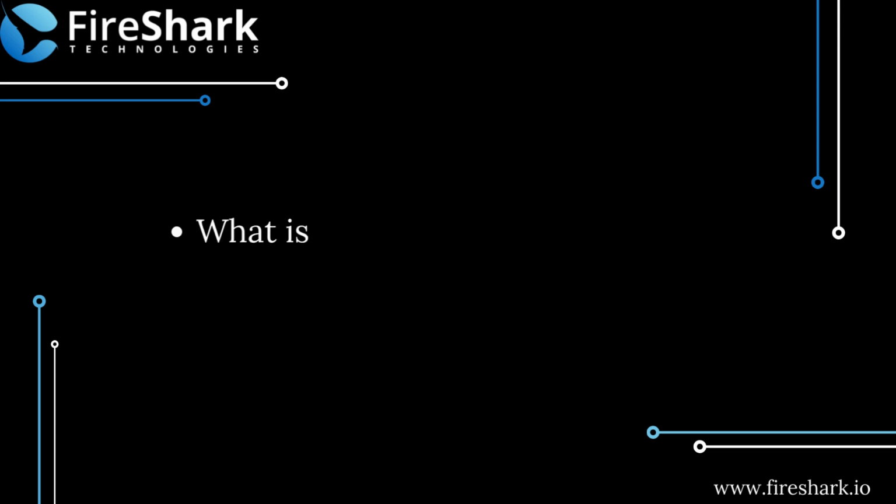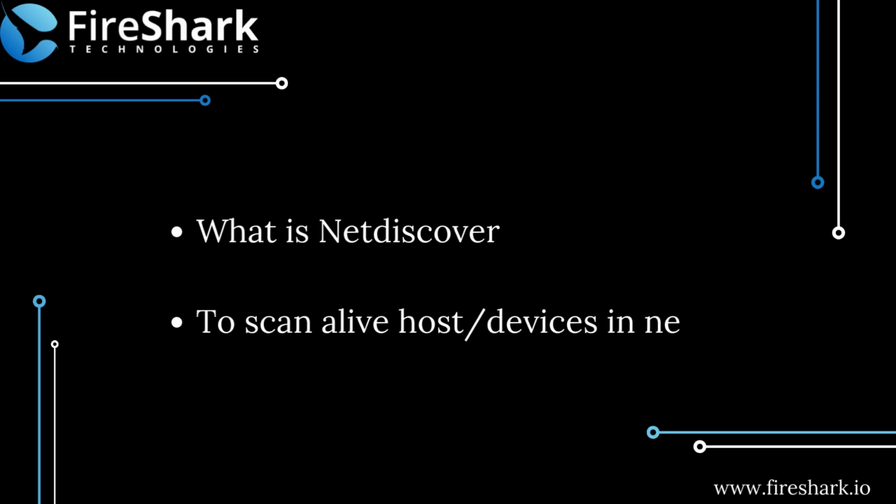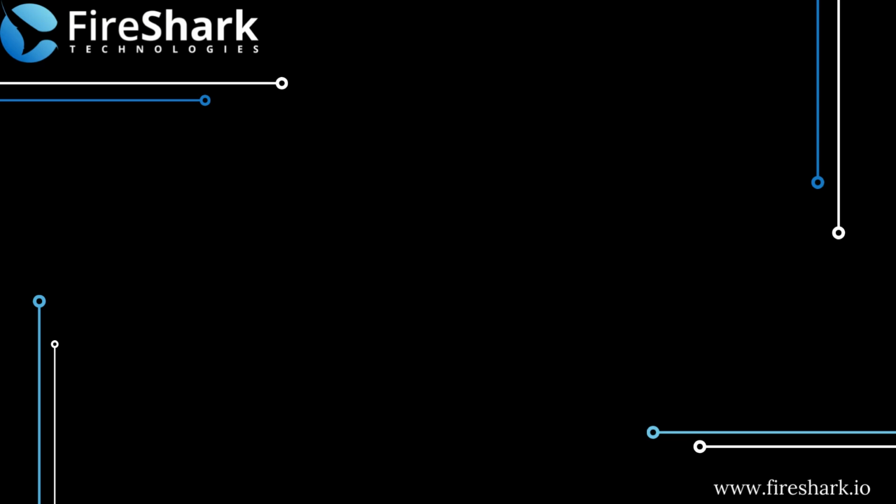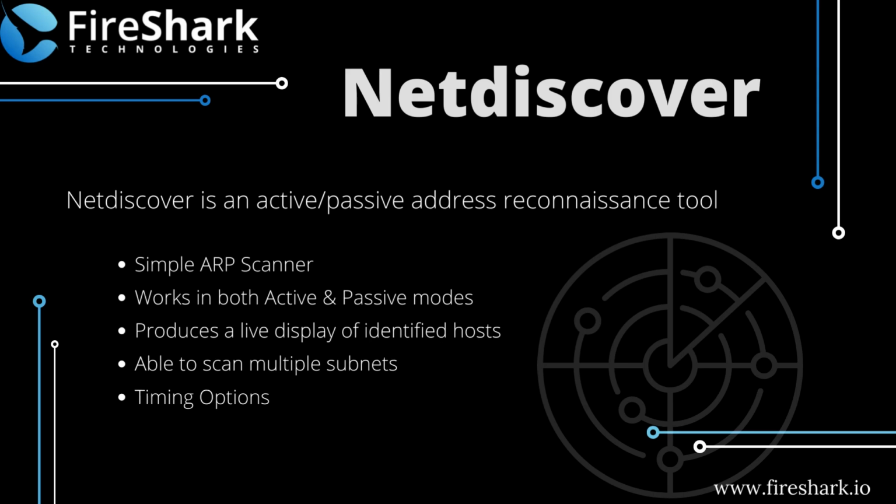So, in this video, we are going to look at what the Netdiscover tool is and how we can use it for footprinting and reconnaissance. Netdiscover is an active-passive ARP reconnaissance tool. What this means is that it will allow you to scan the network you are currently connected to for other devices and hosts. Netdiscover will give you information like IP addresses, MAC addresses and manufacturer information about all the devices and hosts of the network.